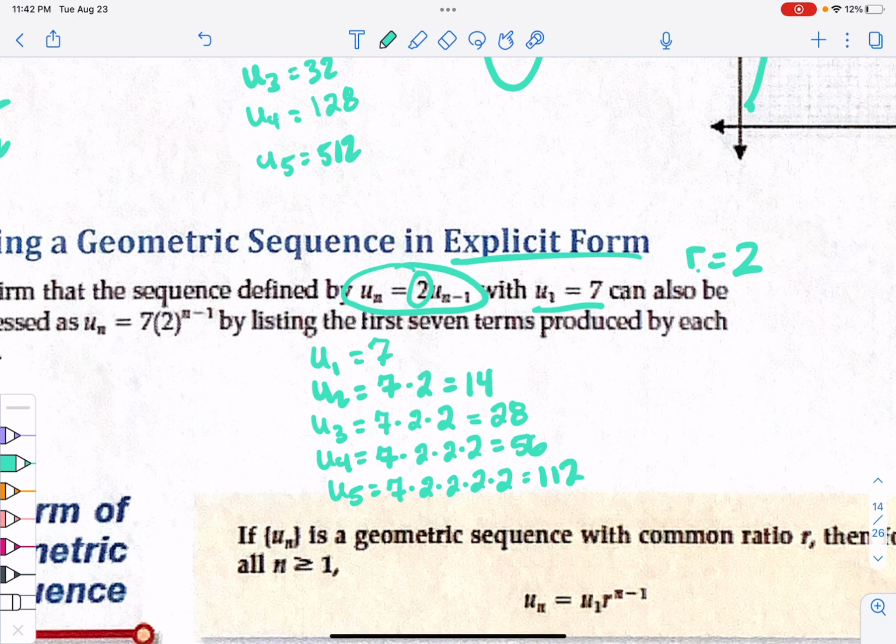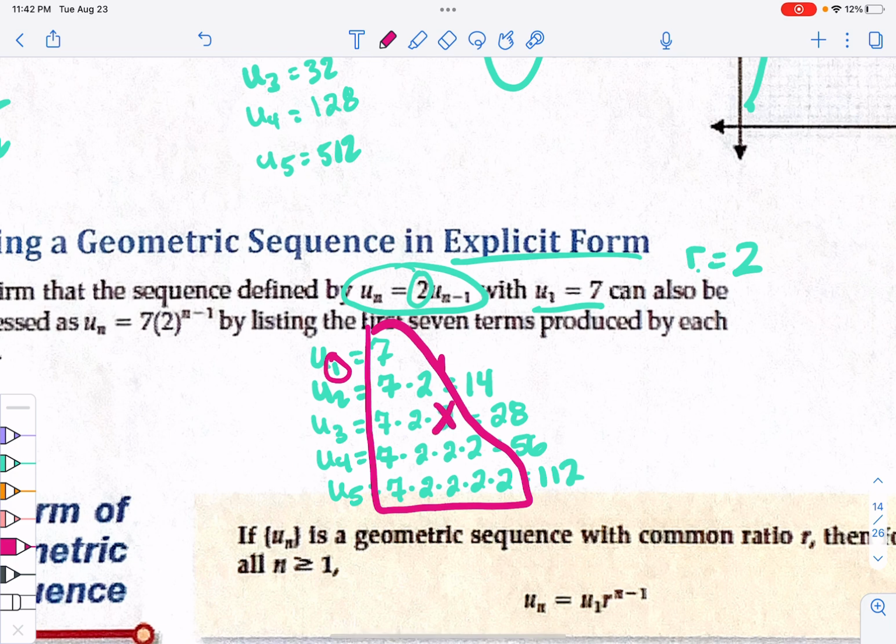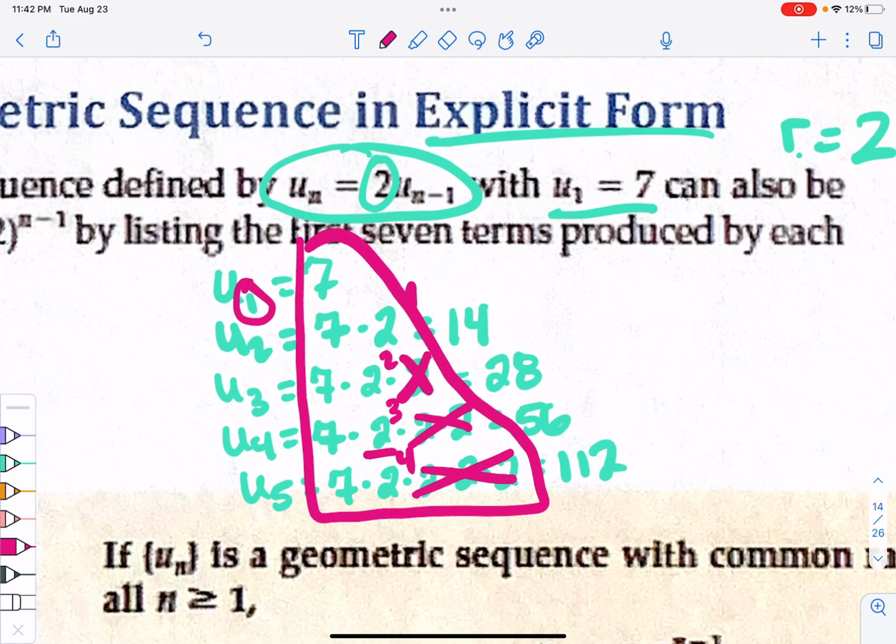So here's the deal. What I notice is that each time I'm doing this, if we look at this little pattern going on here, the first time, when we were looking for the first term, we were taking 7 and multiplying by nothing, really. The second time, we were multiplying by 2 one time, right? The third time, we were multiplying by 2 twice, which is another way of saying 2 to the second power. When we were finding the fourth term, we were multiplying by 2 to the third power, right? And for the fifth term, we're multiplying by 2 four times, which is 2 to the fourth power.